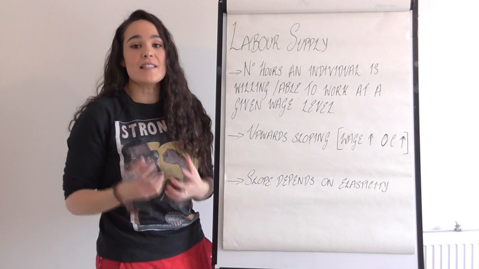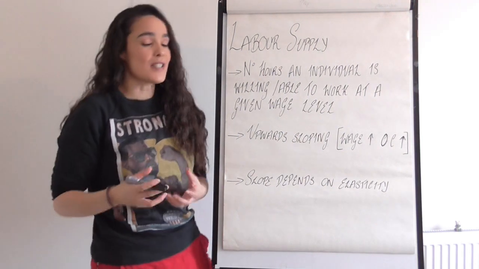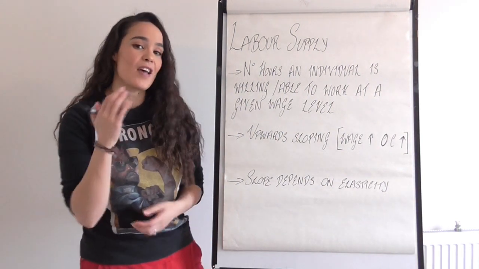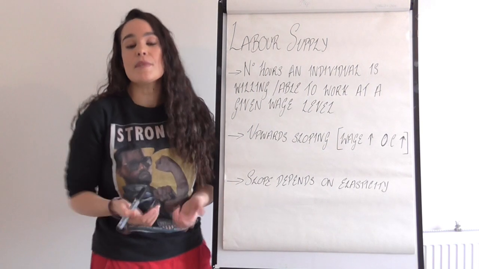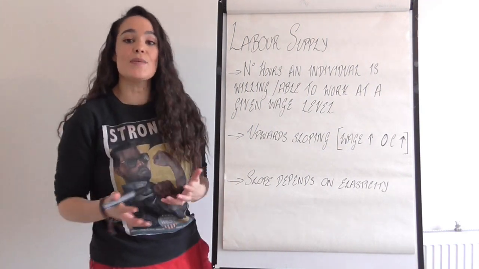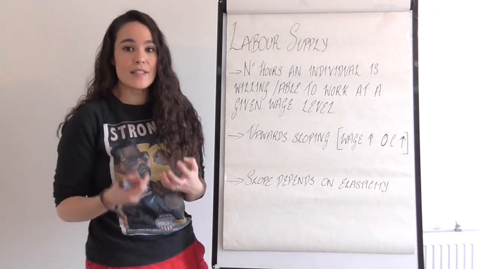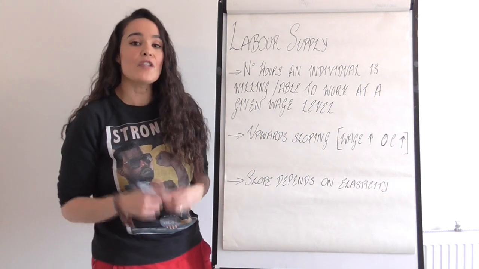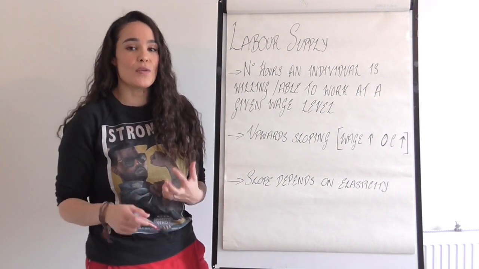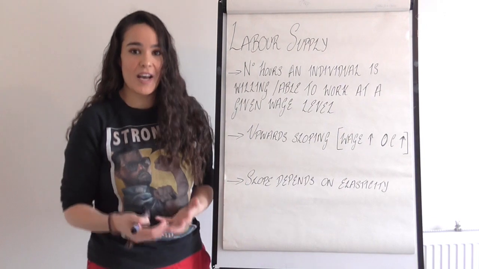Labour supply is literally just the number of hours an individual is willing to work at a certain wage level. Now up until now I'll be looking at quantity and price, but actually we know that the price in the market is to do with the wage level and the quantity is to do with the hours that you are willing to work, right?